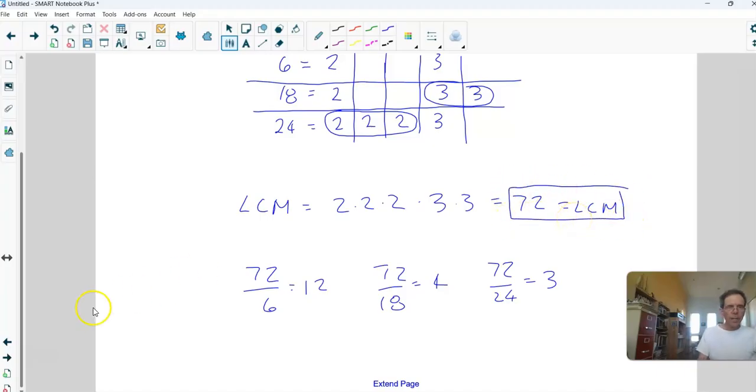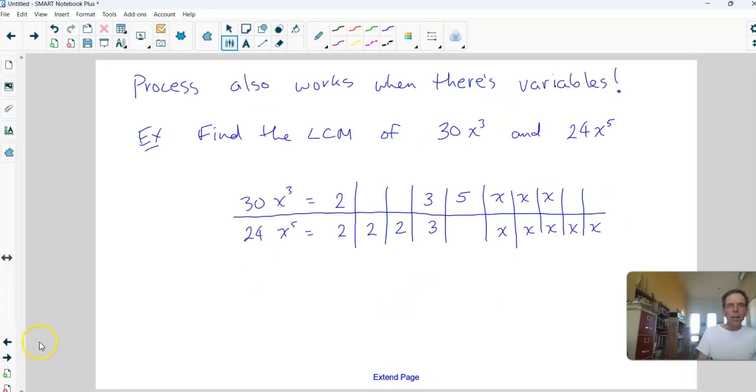Okay, one last example here and we'll be done. This works when there's variables. It could be even more variables than just one. I've got one variable here, 30x cubed and 24x to the 5th. So maybe we're trying to find the least common multiple for these. These are like from a polynomial or something like that. But anyway, we still get the prime factorization, and if there's 3 x's, like x cubed, there's 3 of them, x to the 5th, there are 5 x's, you get the idea, right?